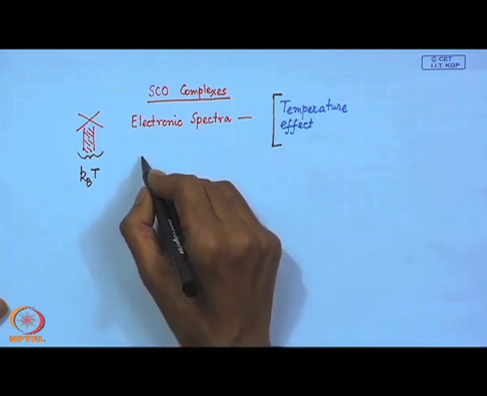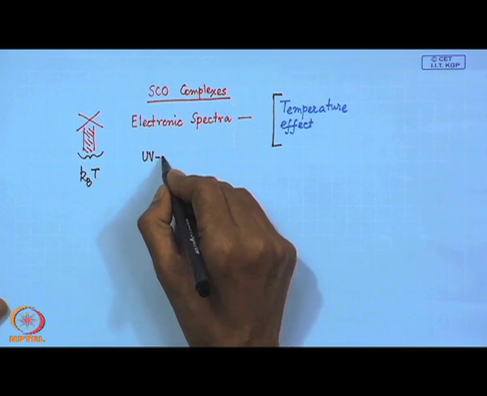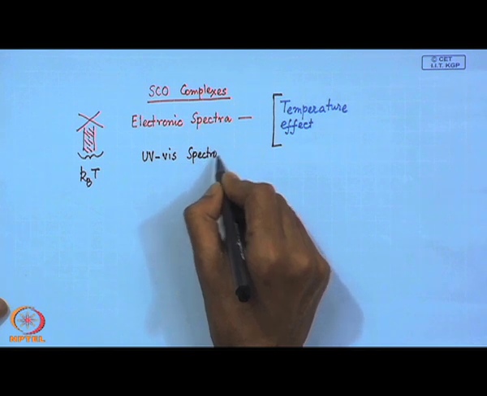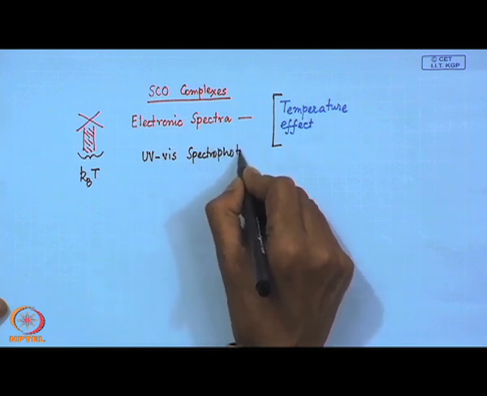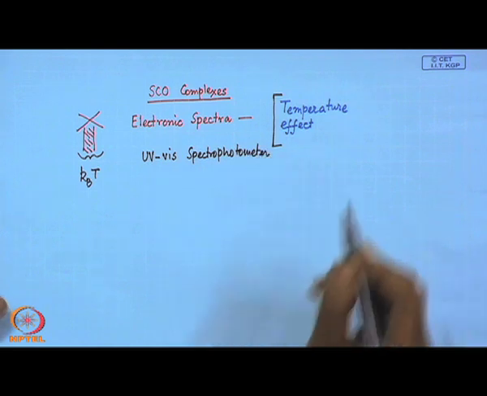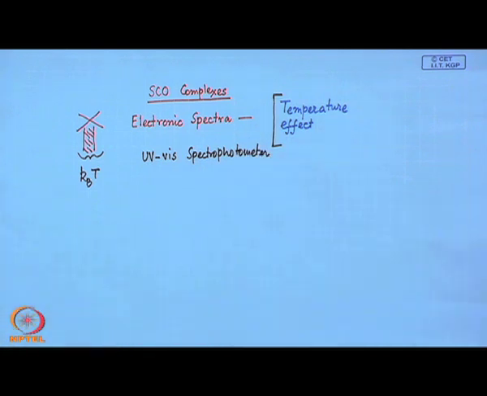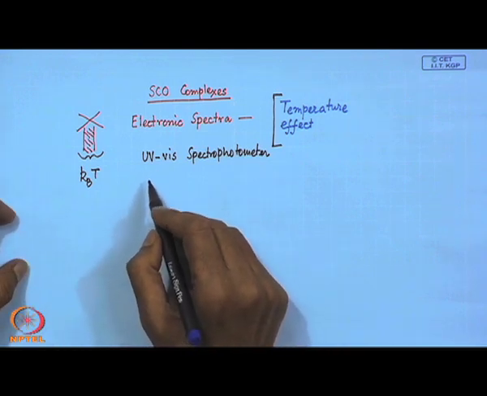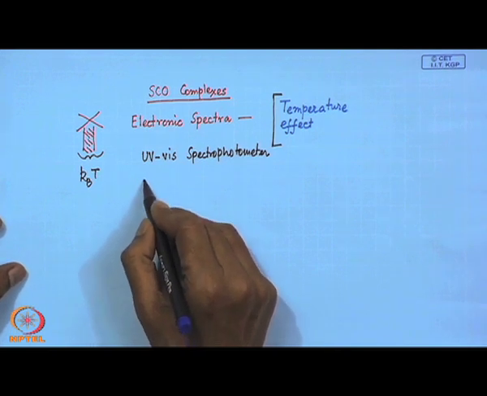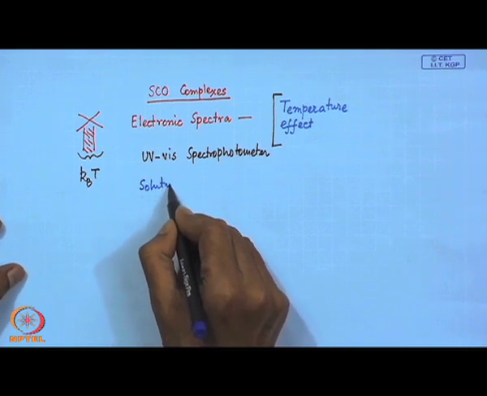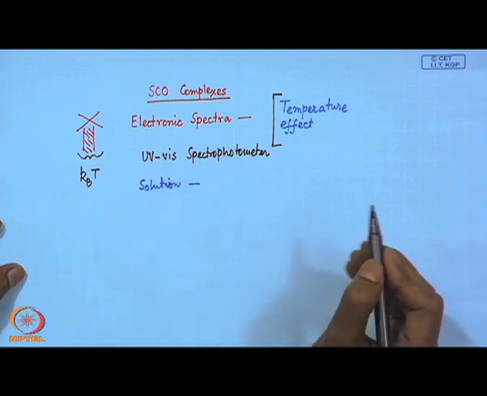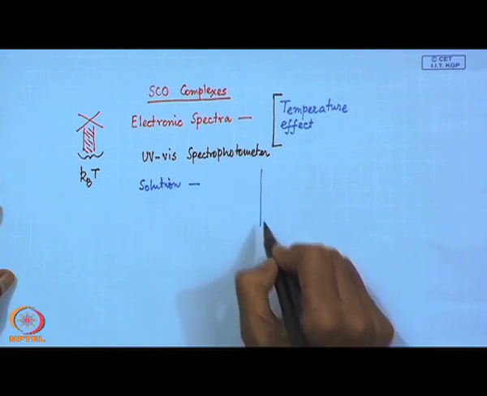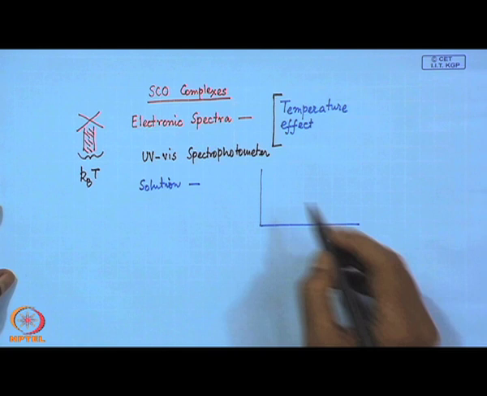So, if we have a simple UV visible spectrophotometer, which we can have in the laboratory, and these are very common instruments, every lab has this particular thing. So, we just take this and do the measurement in the solution state. We do variable temperature measurements, if possible, using a solution of this compound.